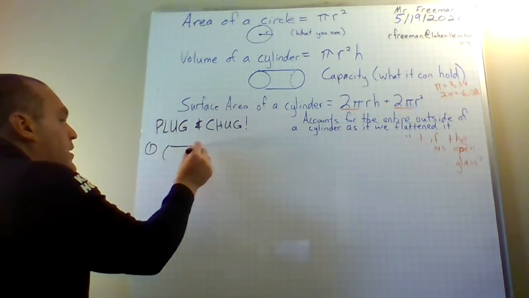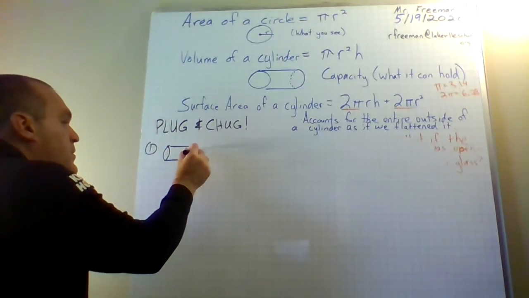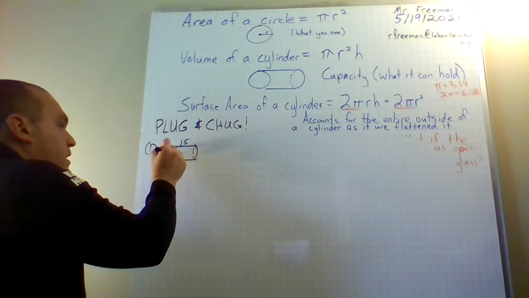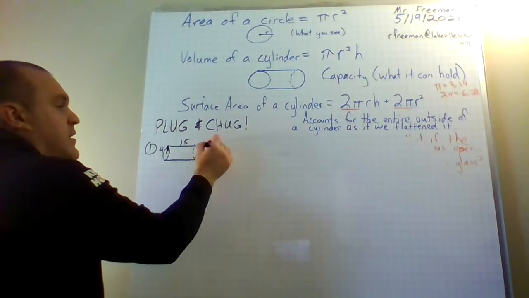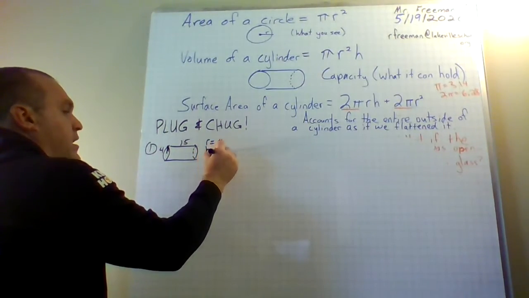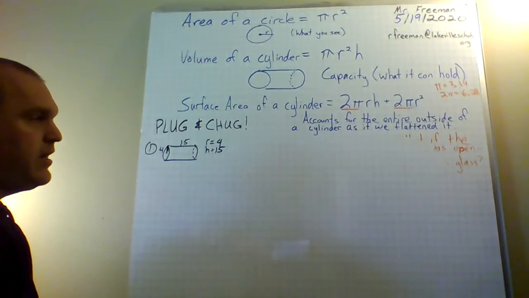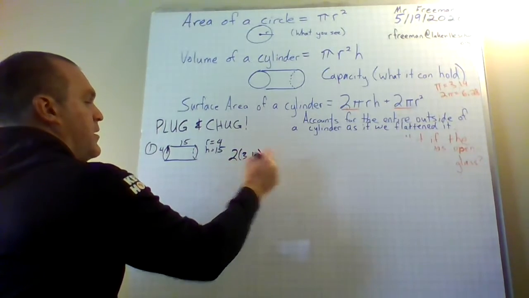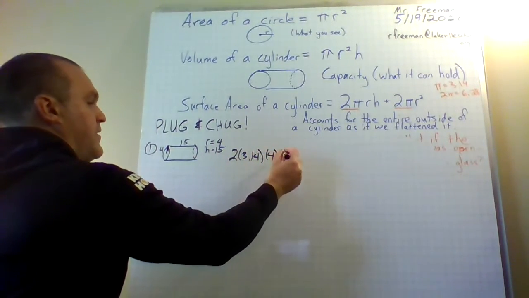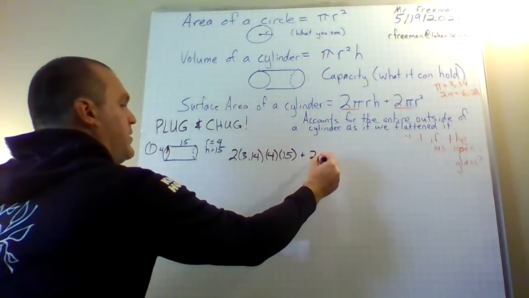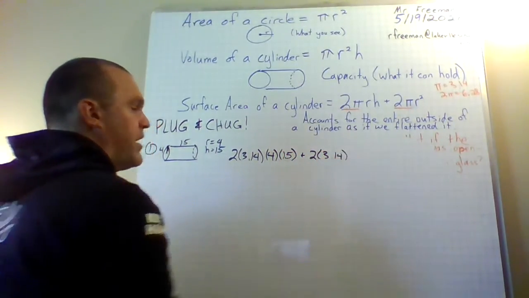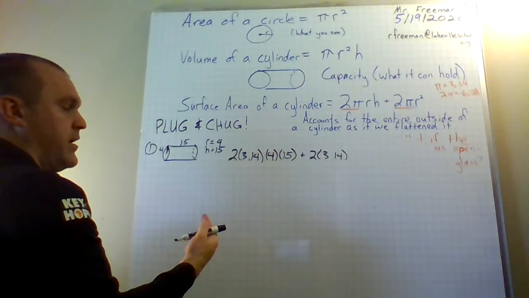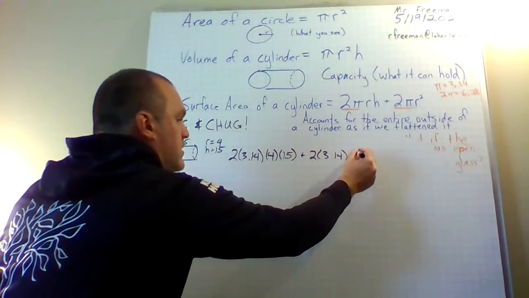You have this cylinder. It's not too terribly long. Looks something like this. Gives us a 15 here and a 4 over here, which actually is just the radius. So we have a radius of 4 and a height of 15. And that's all we need to know. So we plug in 2 pi r 4 h 15, and we're going to add that to 2 pi, and we have r squared this time. So r is 4, so r squared is 4 times 4, which is 16.